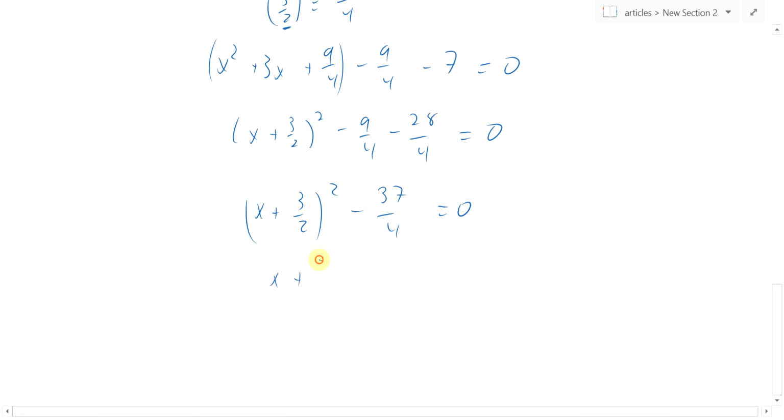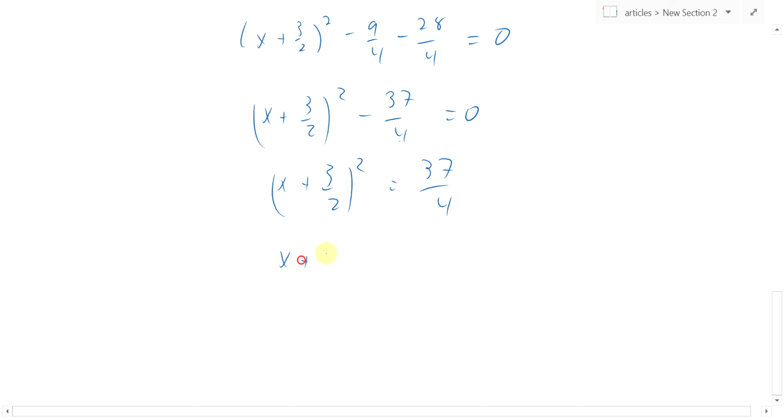Whenever anything has been completed in square form, you can just take the minus 37 over 4, move it over to the other side, take the square root of both sides. Square root of 37 is, well, we don't know what it is. It's square root of 37, but square root of 4 is 2. And x equals minus 3 halves plus or minus square root of 37 over 2.